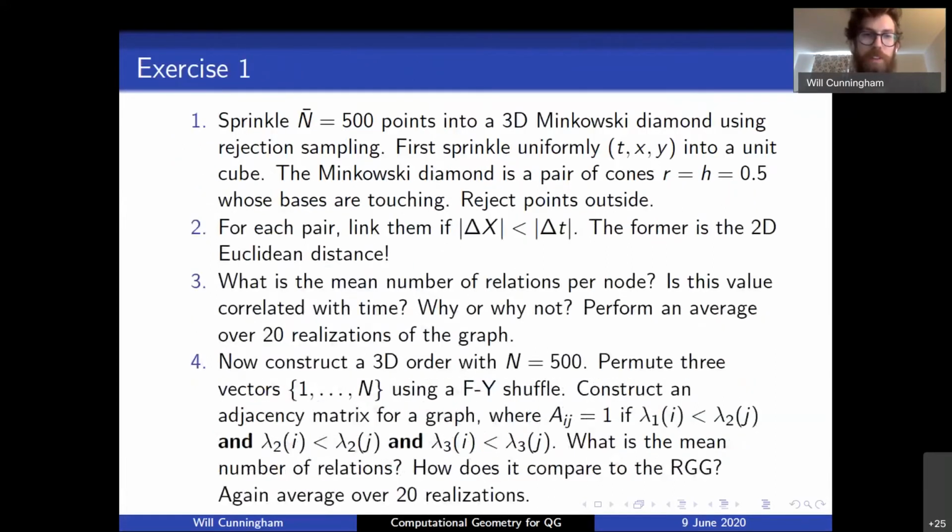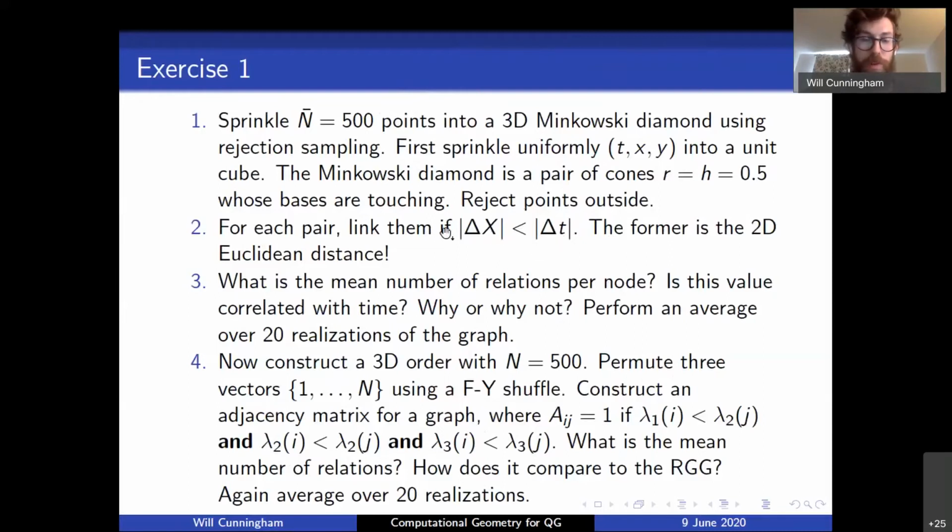So now I want to turn to the first exercise. There are a few parts here, and I have some solutions, which I'll post in a little bit. First, I'm going to ask you to construct a 3D Minkowski diamond, similar to what we discussed earlier, using 500 points. What this means is you can use rejection sampling, sprinkle into a box, and reject points that are outside of your pair of cones. For each pair, you link them using this condition that we talked about.